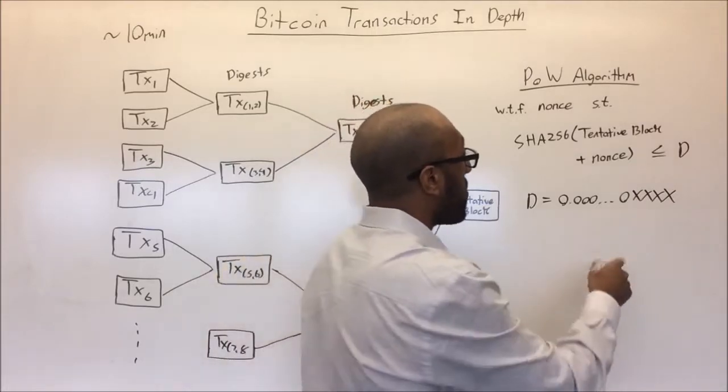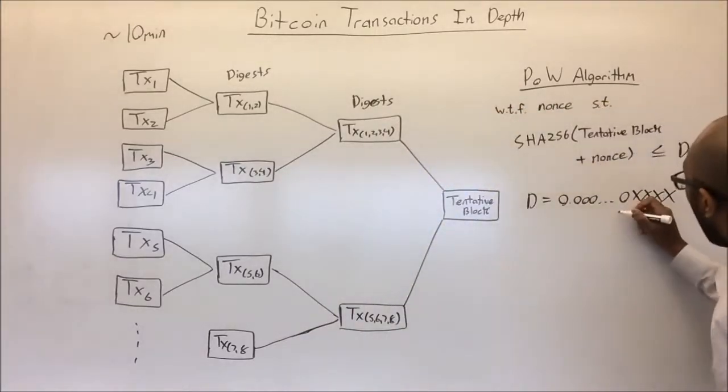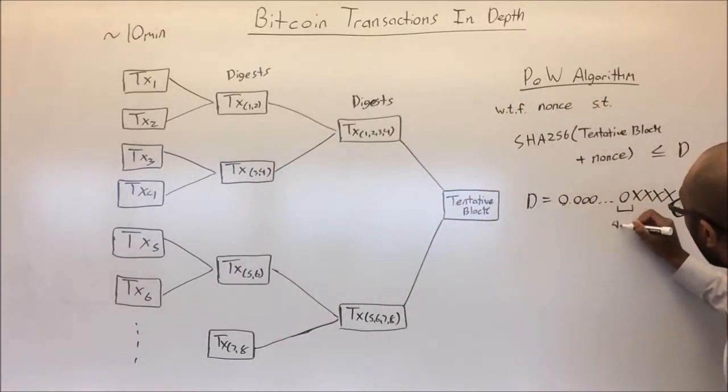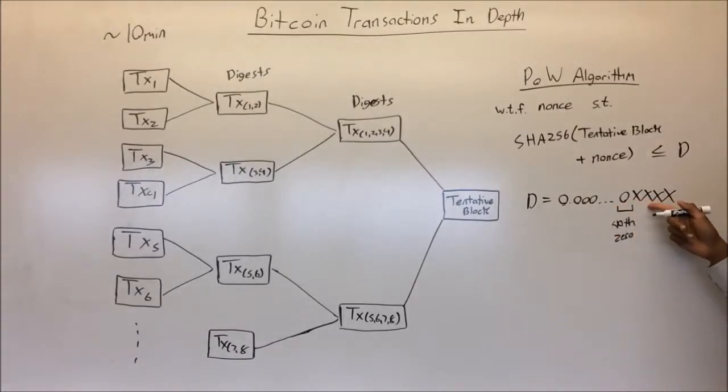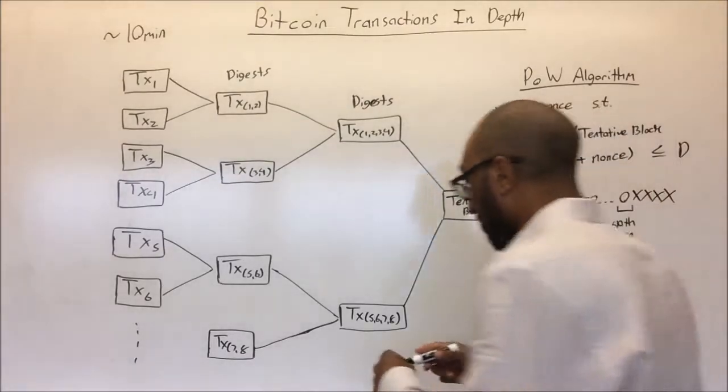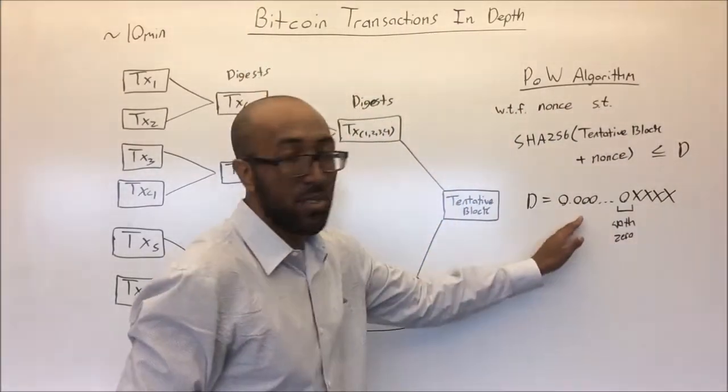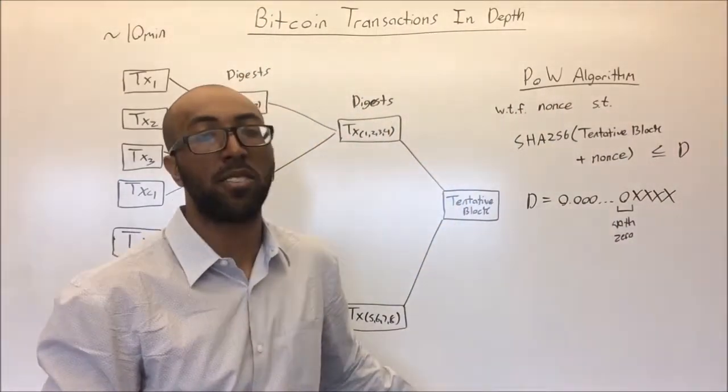And after that 40th leading zero, and I'll designate this as the 40th zero, it really doesn't matter what comes next. We don't care what comes after this 40th digit. It could be zeros, ones, nines, sevens, who cares? But essentially, this is how the difficulty target is set up. This is how the proof of work algorithm is set up.